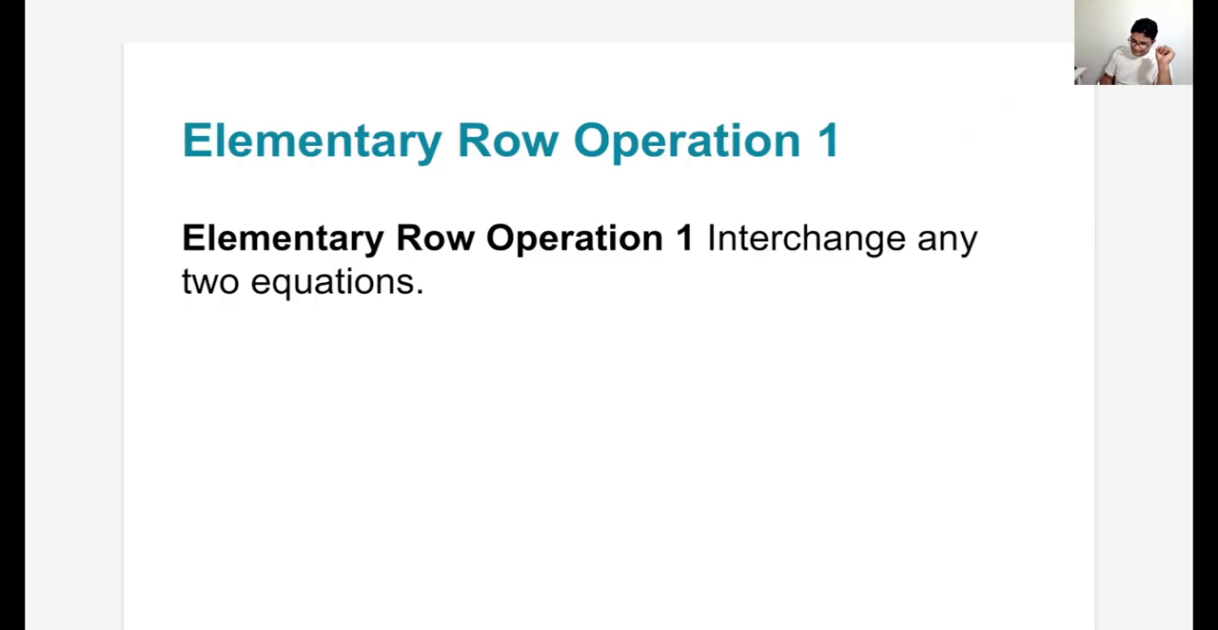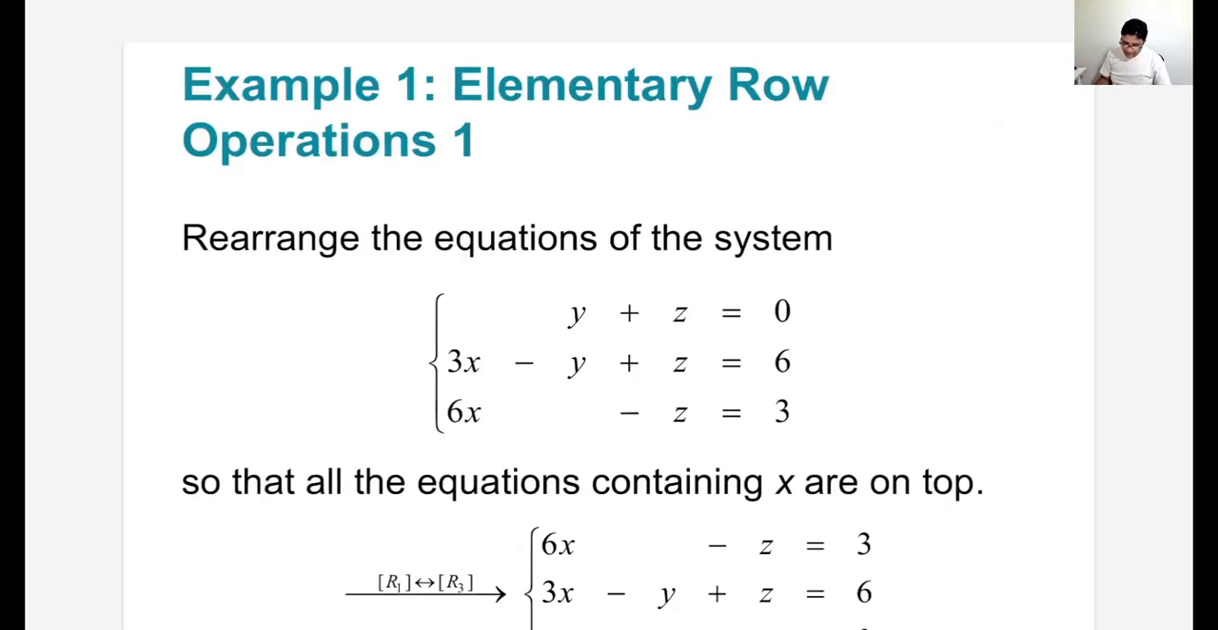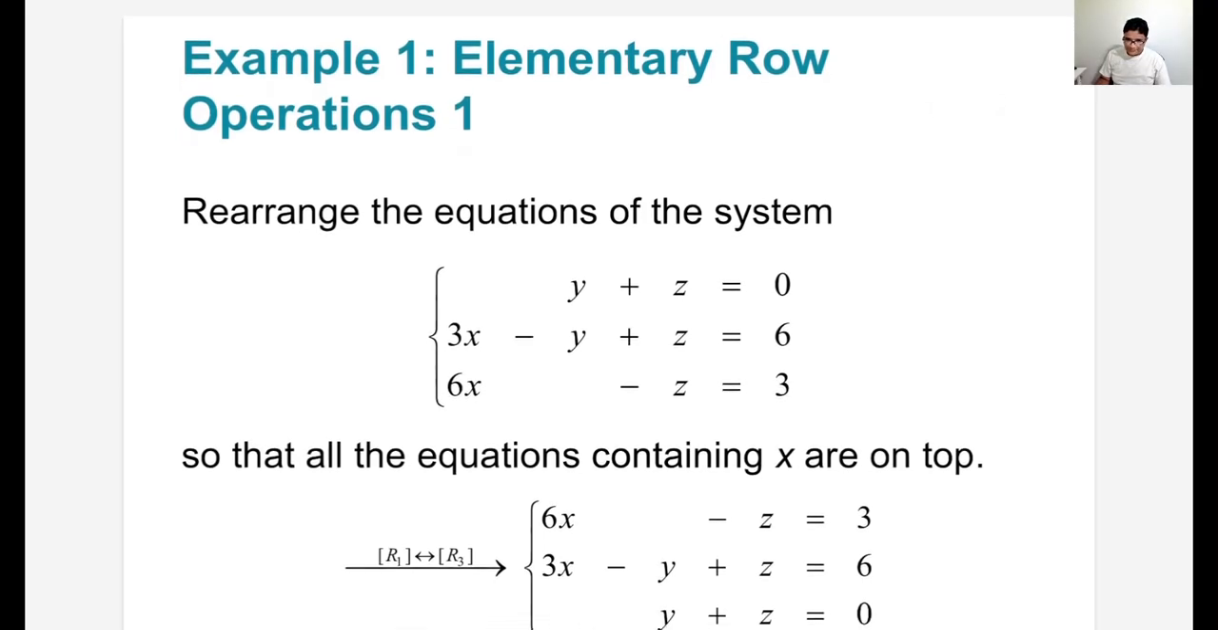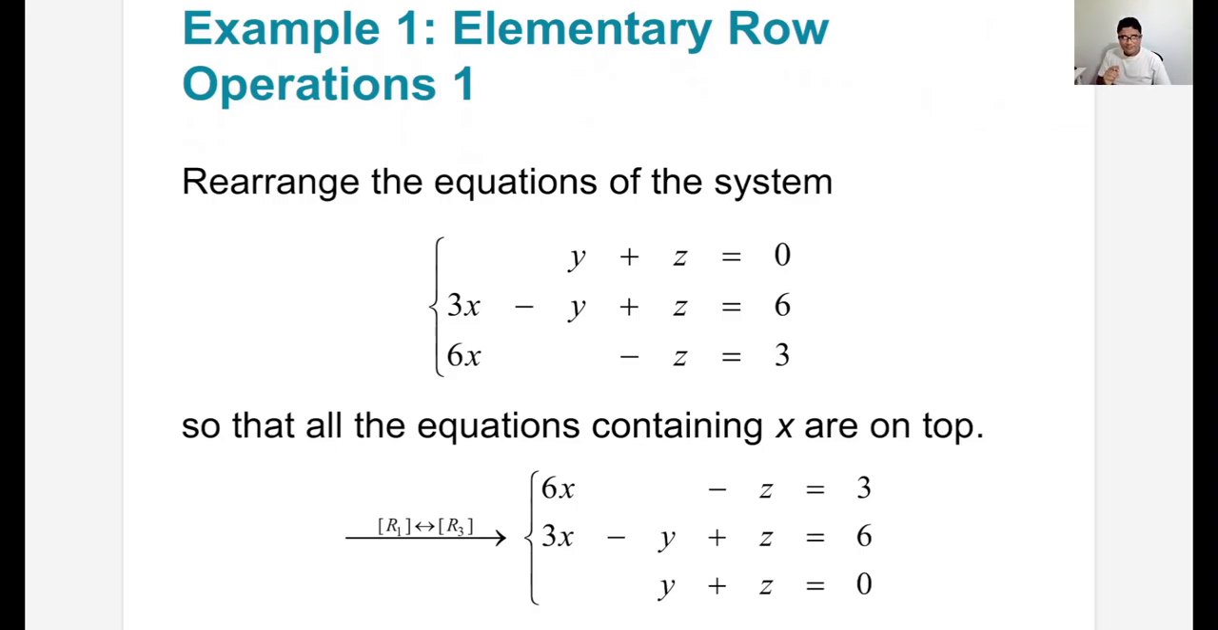The first row operation. There are three basic row operations. The first of them is to interchange any two equations, any two rows. Just interchange, like write one on top and the other one below, switch their places, as simple as that. Here is an example. You see those three equations written there. The only thing we did is we took the third row to the first row and we brought the first row to the third row.